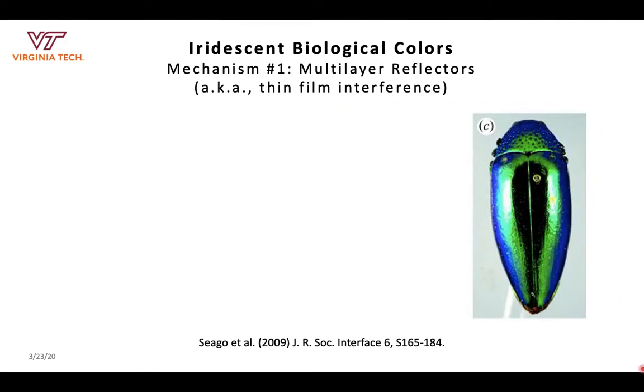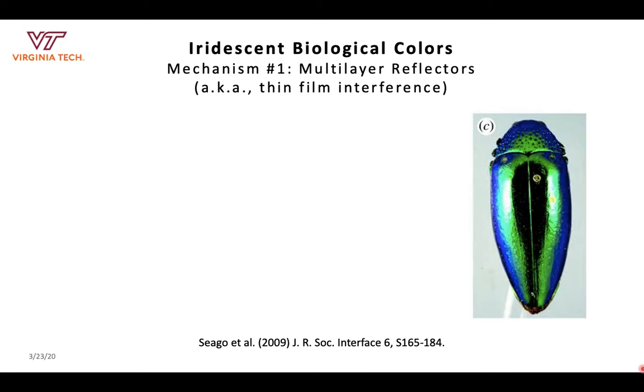So there are, again, three mechanisms of iridescent biological colors. We'll just go through them in the order that they were presented in this paper. There's a review paper referenced at the bottom that goes into great detail about how iridescence happens in the beetle world. The first mechanism is called multi-layer reflectors. On the inorganic side of things, we would think of this as thin film interference.